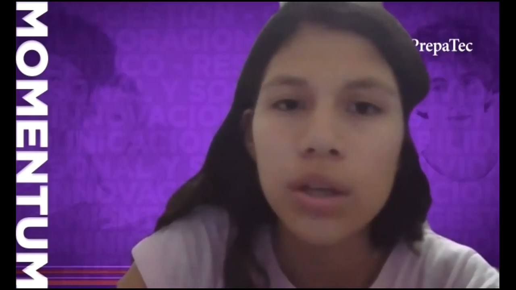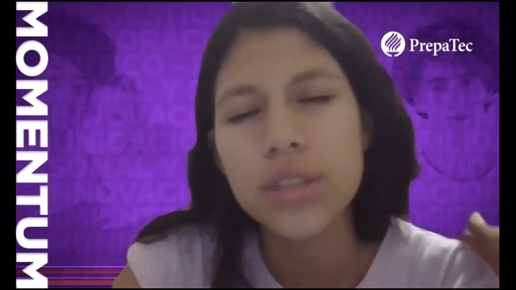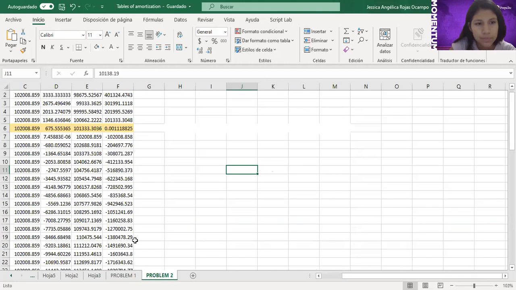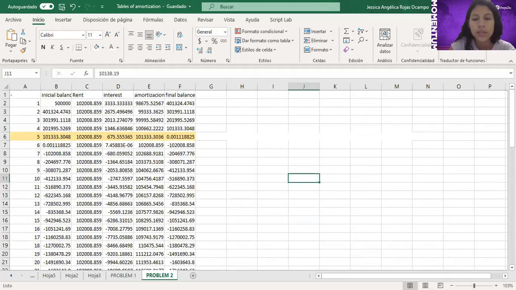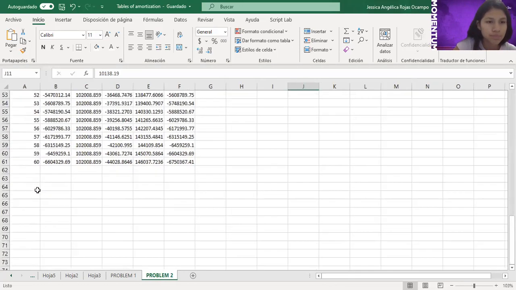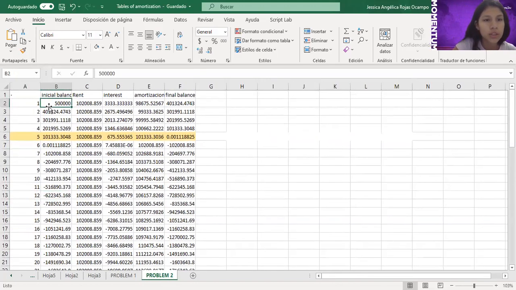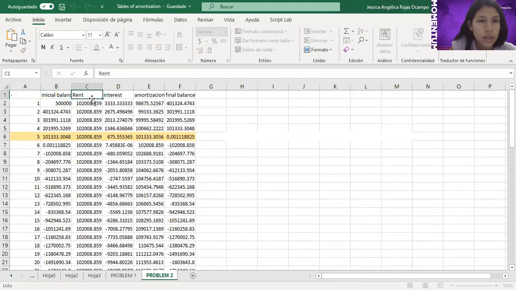And now I'm going to the table of amortization in Excel. The problem says that the years is 5, and this 5 is multiplied by 12, that is the months. And this gives me 60. The initial balance is what the problem said, 500,000. The rent is what the problem gives.